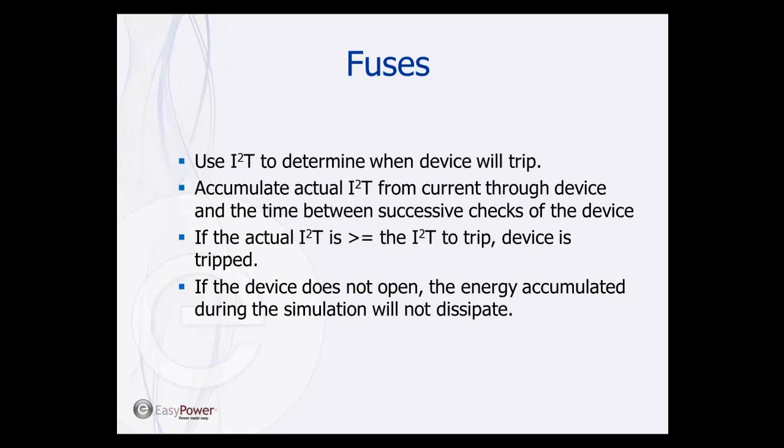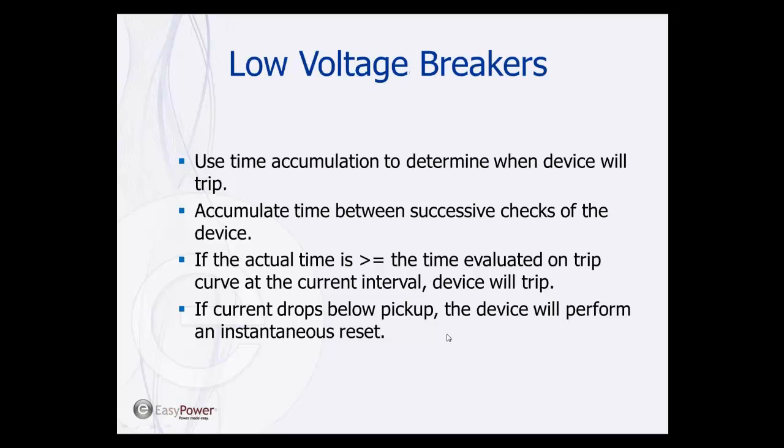If along the way, once the device has picked up, the current drops down so it is no longer accumulating, this last line says that for this fuse, we do not dissipate any of that accumulation of energy, and we continue from that point if the current would rise and the device would pick up again on the TCC curve.